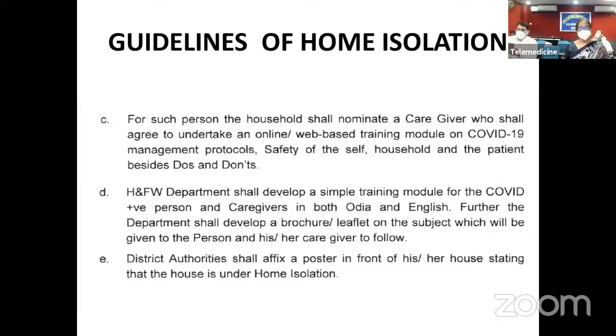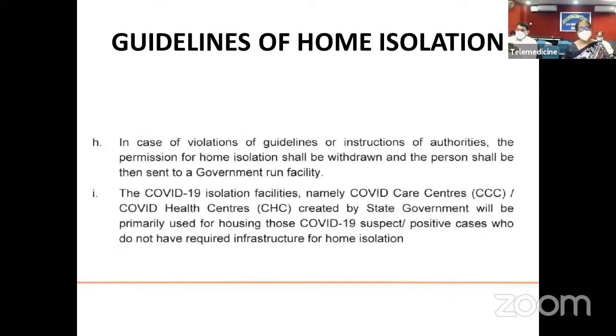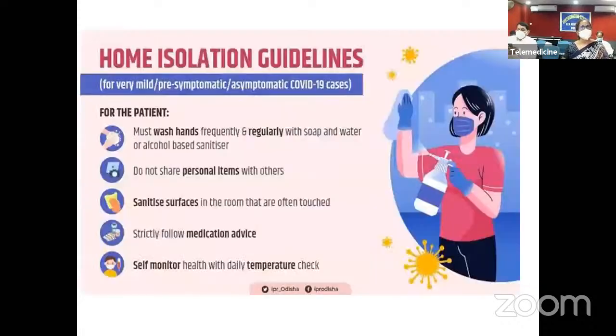For such a person, the household shall nominate a caregiver who shall agree to undertake an online or web-based training module on COVID-19 management protocols and safety of the self, household, and the patient, besides do's and don'ts. In case the person develops any symptoms requiring medical support or guidance, he or she shall not go directly to any hospital, public or private, but shall contact the 104 helpline and follow their advice. In case of violation of guidelines or instructions of authorities, the permission for home isolation shall be withdrawn and the person shall be sent to a government-run facility.